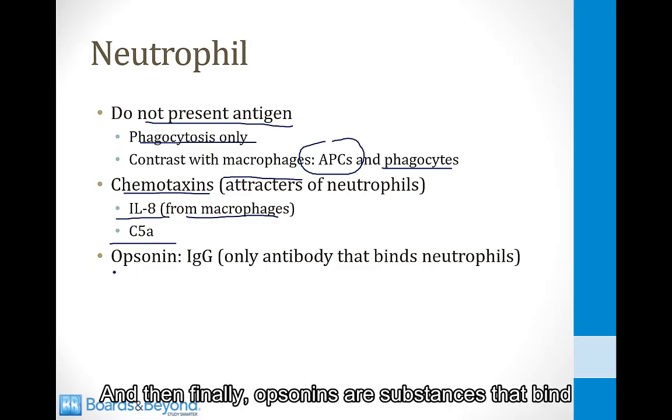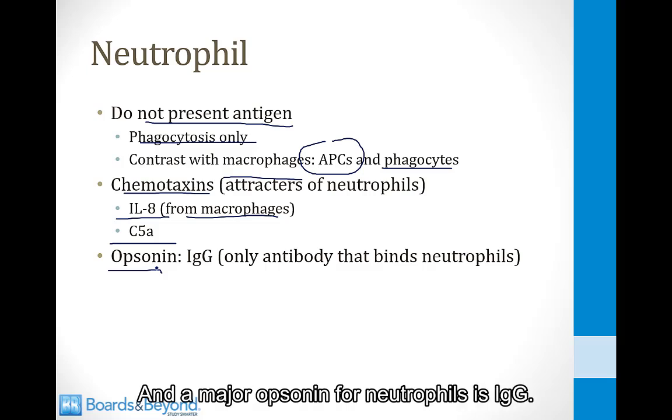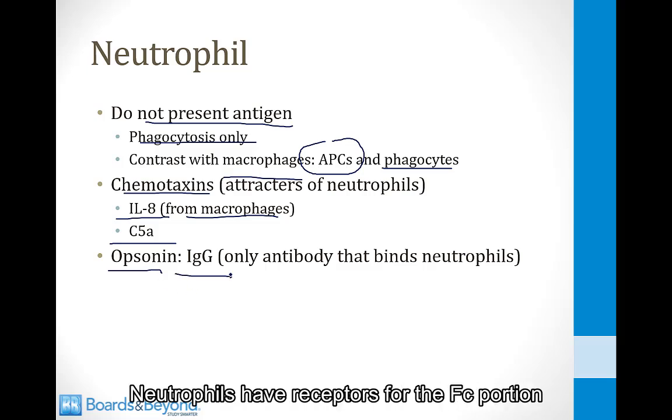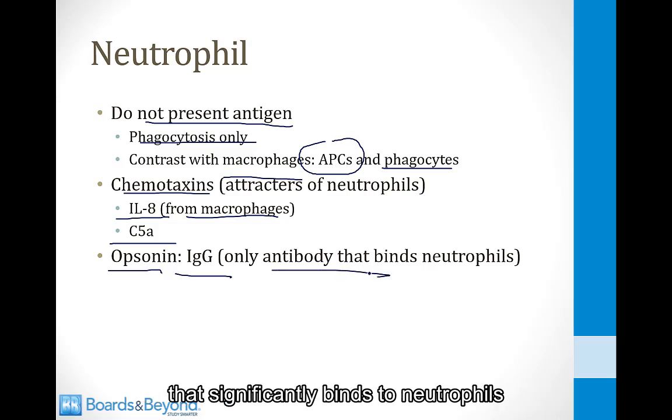And then finally, opsonins are substances that bind to a foreign invader and increase the likelihood that it will be taken up by phagocytosis. And a major opsonin for neutrophils is IgG. Neutrophils have receptors for the Fc portion of the IgG antibody, and this is the only antibody that significantly binds to neutrophils to enhance phagocytosis.